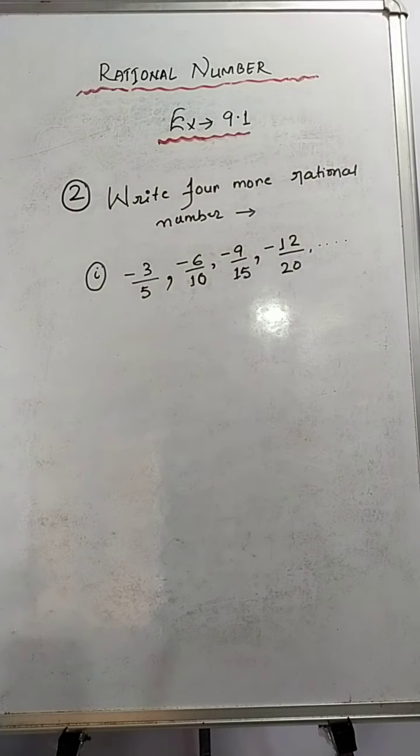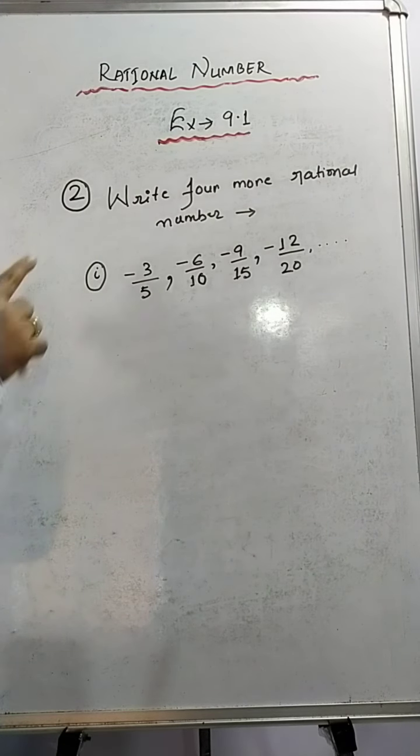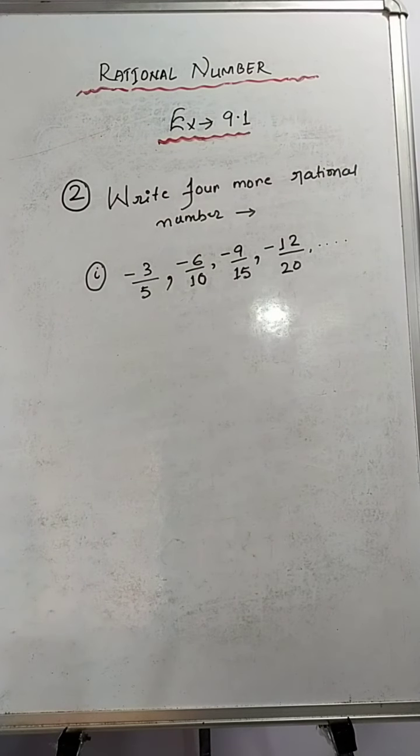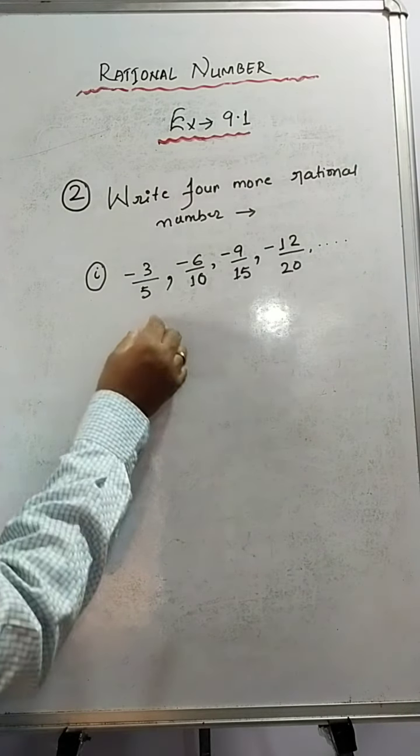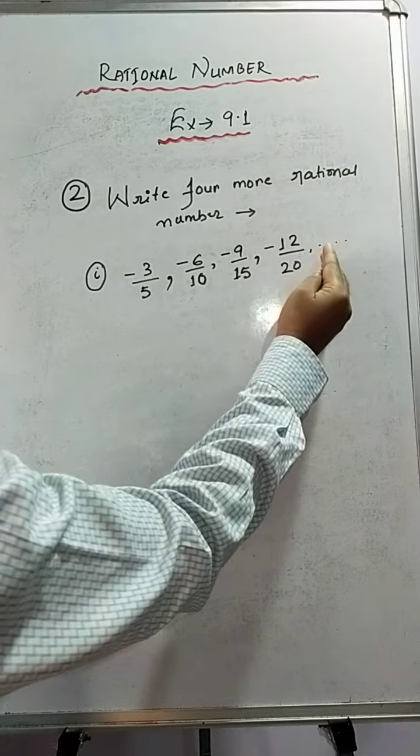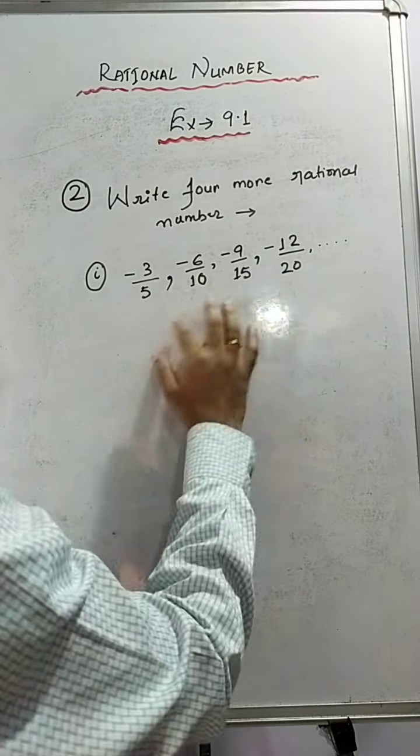Students, now in this session we'll continue with exercise 9.1, chapter Rational Numbers, from sum number 2 and sum number 3. Today I will explain sum number 2 and sum number 3 of exercise 9.1. Now in question number 2 we have to write 4 more rational numbers. Already they have given some of the rational numbers. Now we have to write 4 more rational numbers related to this particular sequence that they have given.